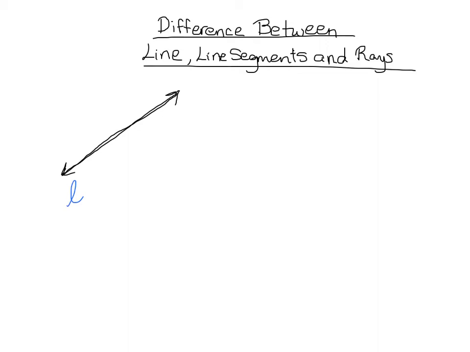I could also name my line with two letters, but the two letters have to refer specifically to two points that are on our line. So let's say we have a P here and we have a Q here. Those two points are on our line, so we can call it line PQ. However, if I'm not going to put any symbol on the P and the Q, I want to make sure to say that it's a line.